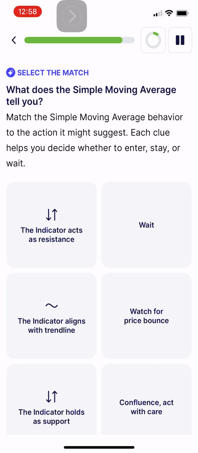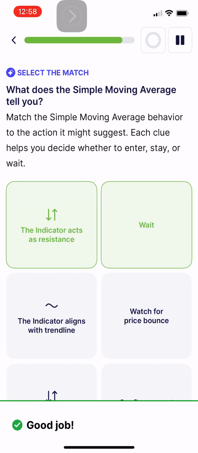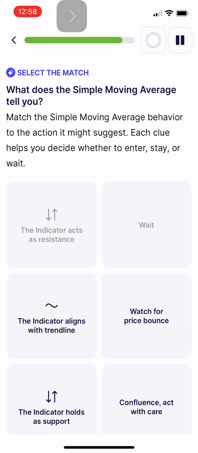Knowledge check. What does the simple moving average tell you? Match the simple moving average behavior to the action it might suggest. Each clue helps you decide whether to enter, stay, or wait.